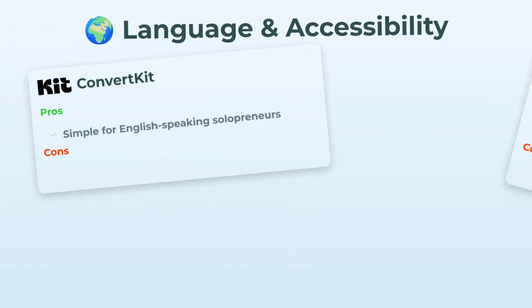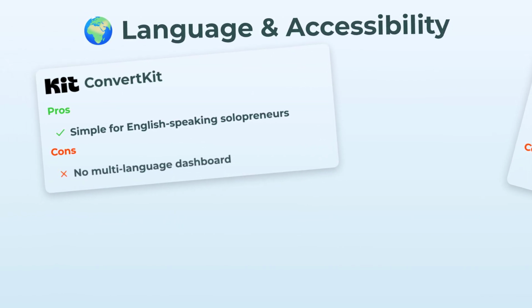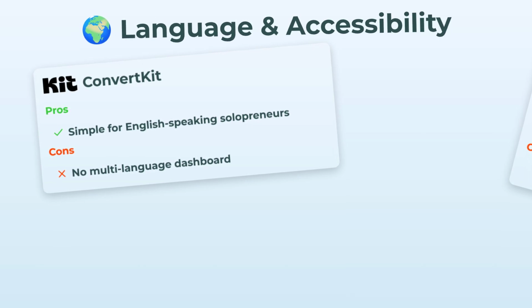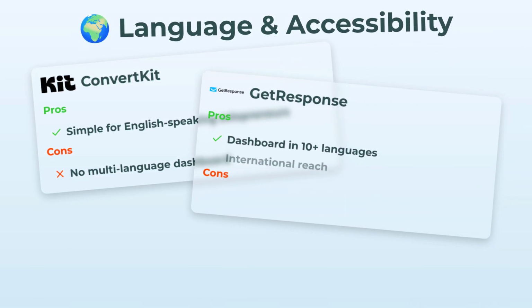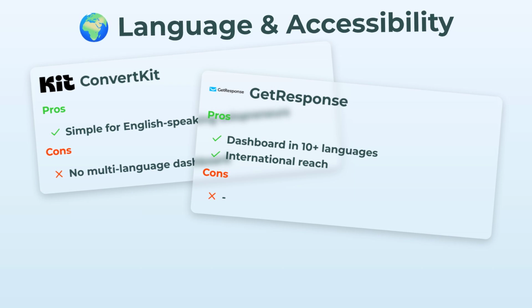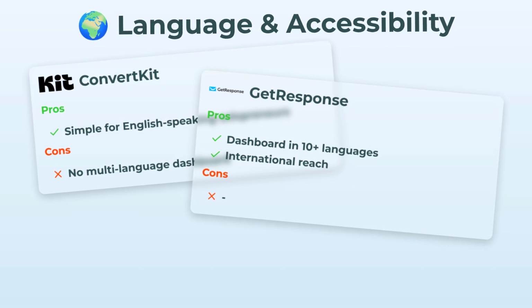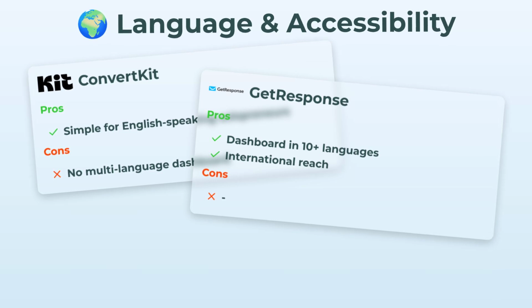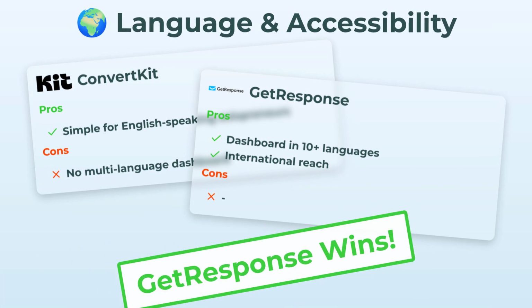Last category, language and accessibility. ConvertKit's great if you work in English. End of story. But no extra languages on the dashboard, which, yeah, sort of a bummer for an international team. GetResponse? The dashboard is available in 10-plus languages, so it crushes it for global users. Winner here is, you guessed it, GetResponse.